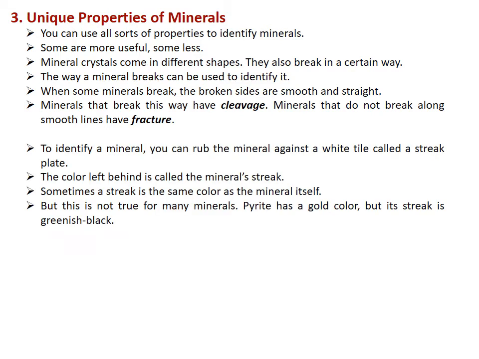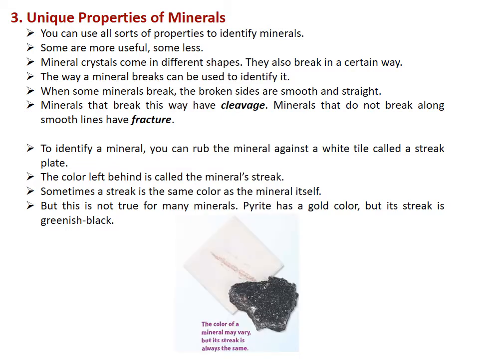To identify a mineral, you can rub the mineral against a white tile called a streak plate. The color left behind is called the mineral's streak. Sometimes a streak is the same color as the mineral itself, but this is not true for many minerals. Pyrite has a gold color, but its streak is greenish black. So let's take a look at this picture. The color of a mineral may vary, but its streak is always the same.